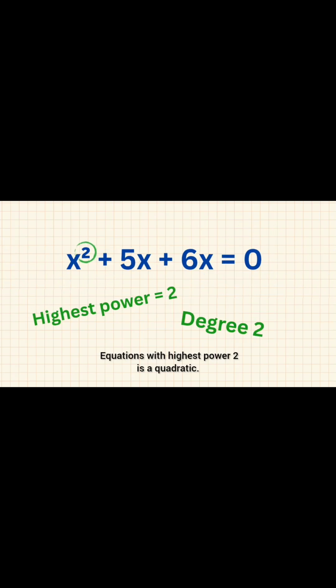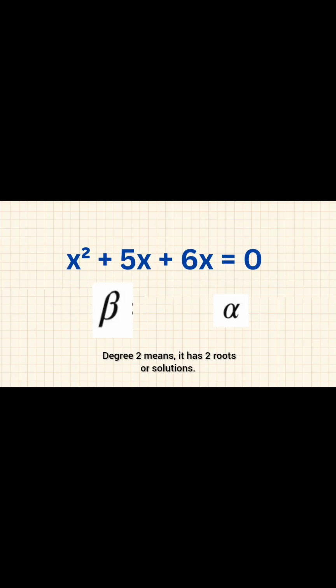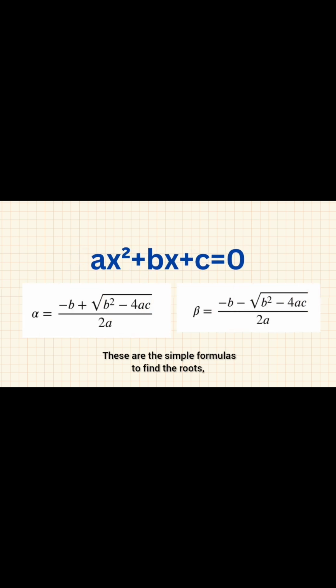Equations with highest power 2 is a quadratic. Degree 2 means it has 2 roots or solutions. These are the simple formulas to find the roots.